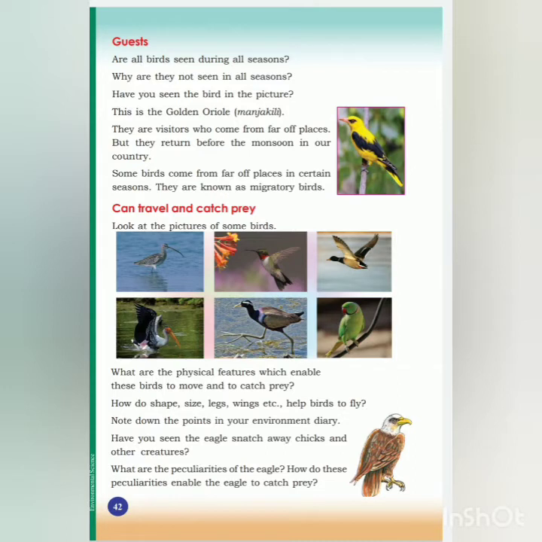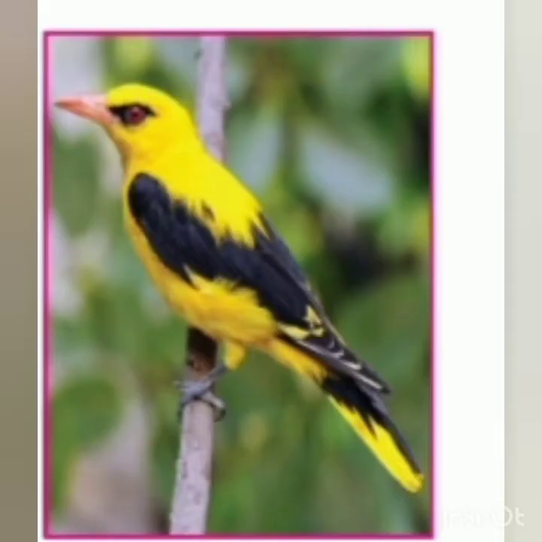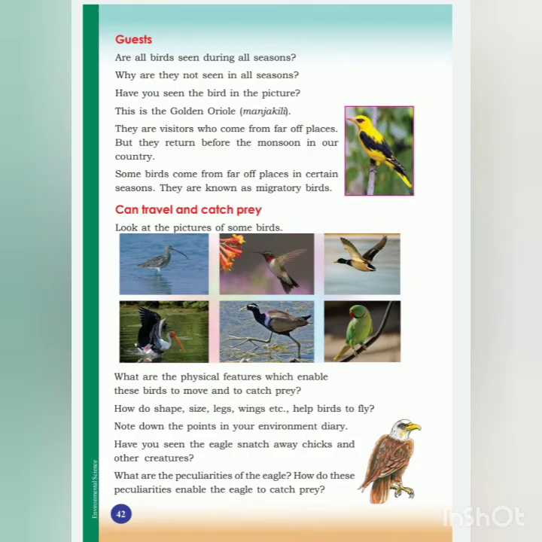Do you know why they are not seen in all seasons? Here you can see the picture of a bird called golden oriole. In Malayalam it is Manjakili. Do you know what's the specialty of this bird? They are the visitors who come from far off places, but they return before the monsoon in our country. So some birds come from far off places in certain seasons. They are known as migratory birds.